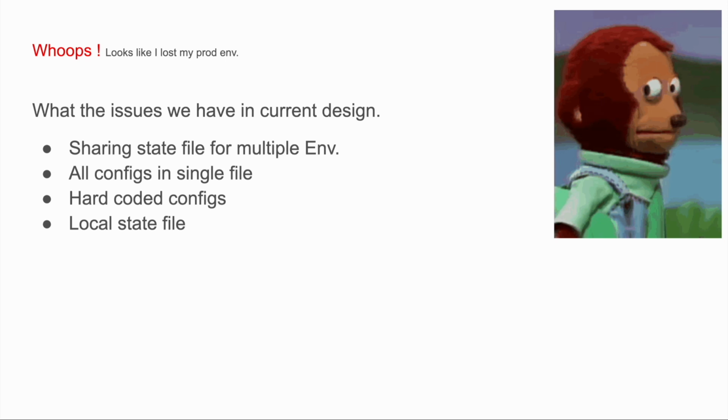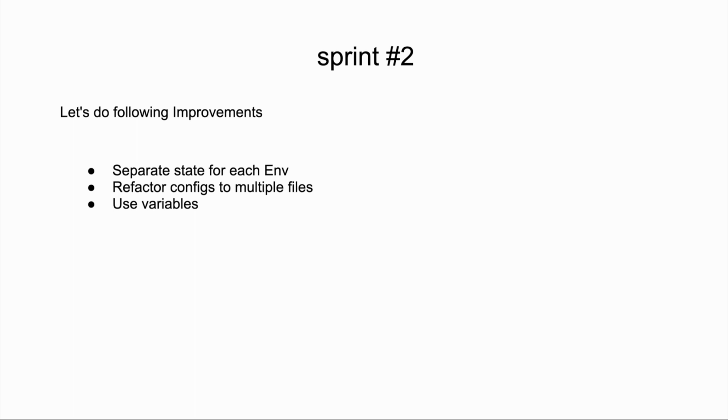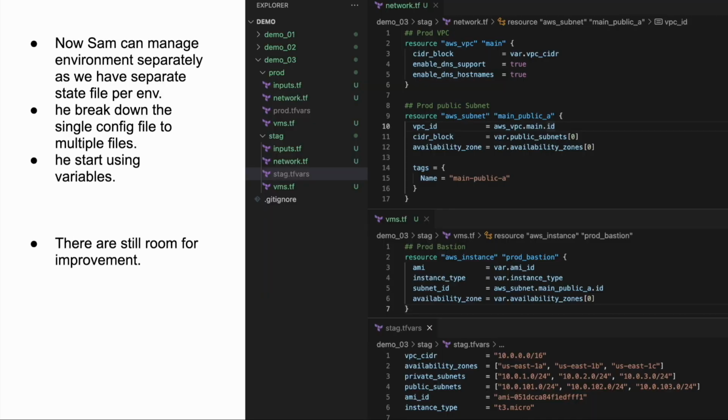So we can have different solutions for that. Let's see how we can do these changes. In the next sprint he decided he's going to do these changes: separate state for each environment, refactor the config into multiple files, and use variables. So Sam decided that he needs to have a different state file for each environment. So he separated it out by creating two different working directories for prod and staging.